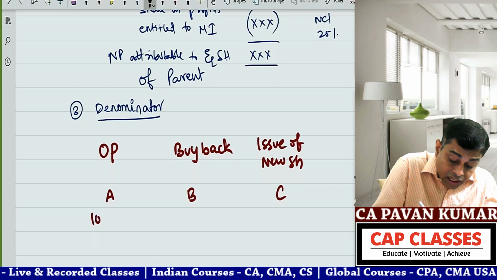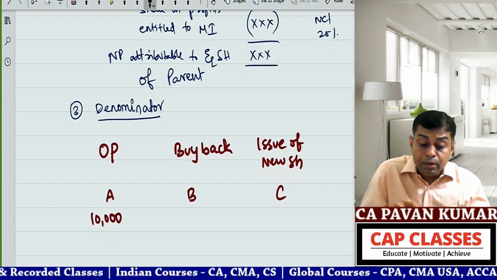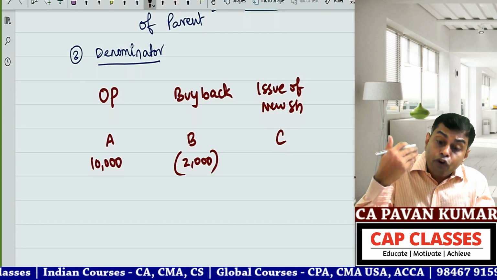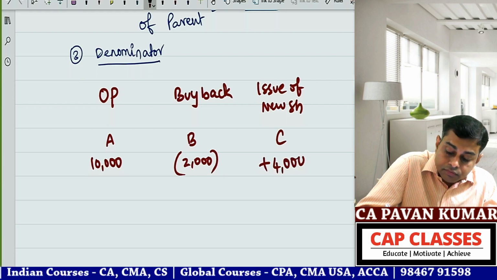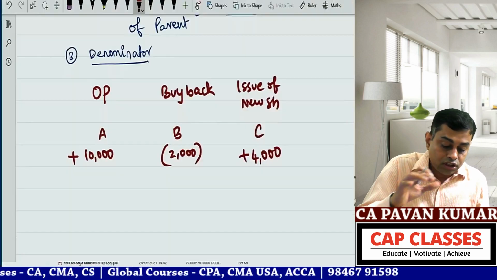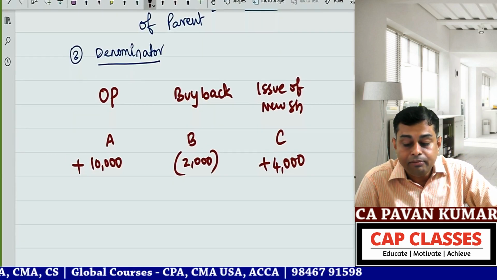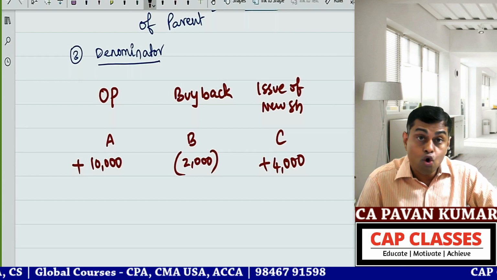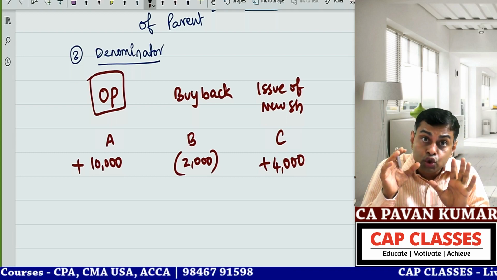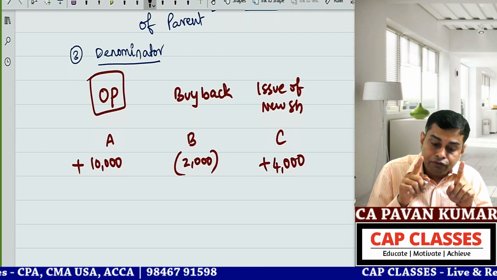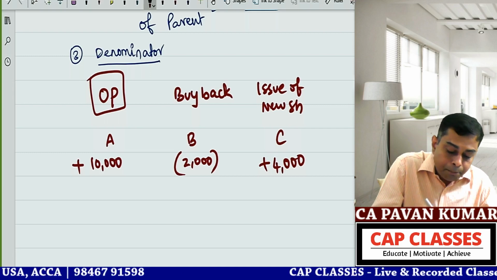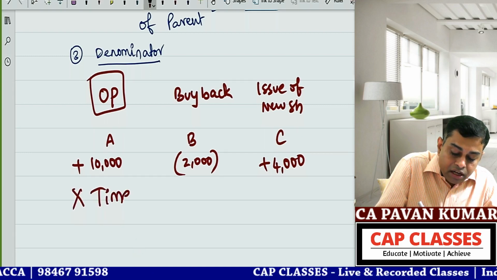So you have 10,000 ordinary shares, but you bought back 2,000 ordinary shares. So this will be minus 2,000. And you issued new 4,000 shares. So plus 4,000. So can I say 10,000 opening minus 2,000 plus 4,000? So Pawan sir, it will be 12,000. No, no, no. They said take opening, adjust for buyback and issue. Till that fine. Take opening number of shares outstanding, adjust for buyback and issue, and then apply time adjustment factor.